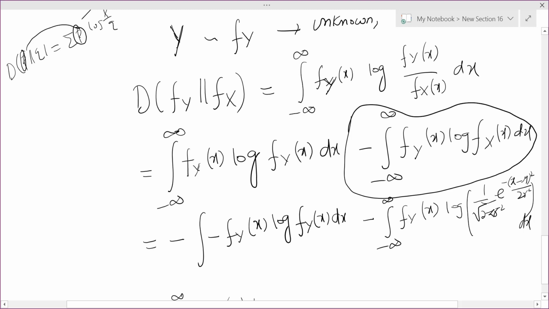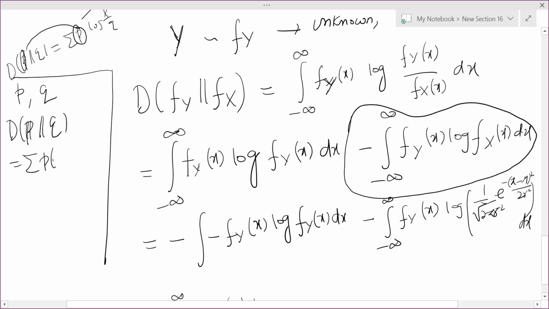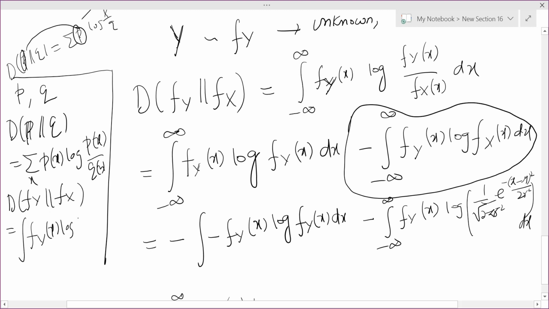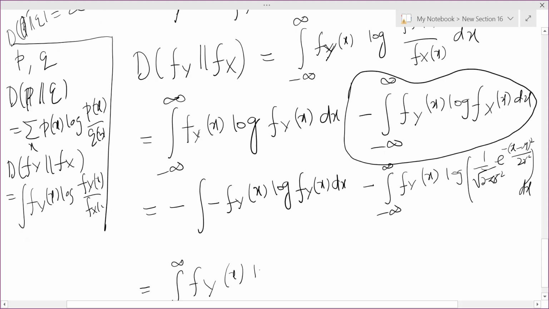See, you go back to the definition of divergence for the discrete case. You had two PMFs P and Q over X, and then the relative entropy between P and Q was sum over all x of P of x log of P of x divided by Q of x. Now it is an integral, the relative entropy between fy and fx, two PDFs. So it will be integral fy of x log of fy of x divided by fx of x. So that is what I have written here.